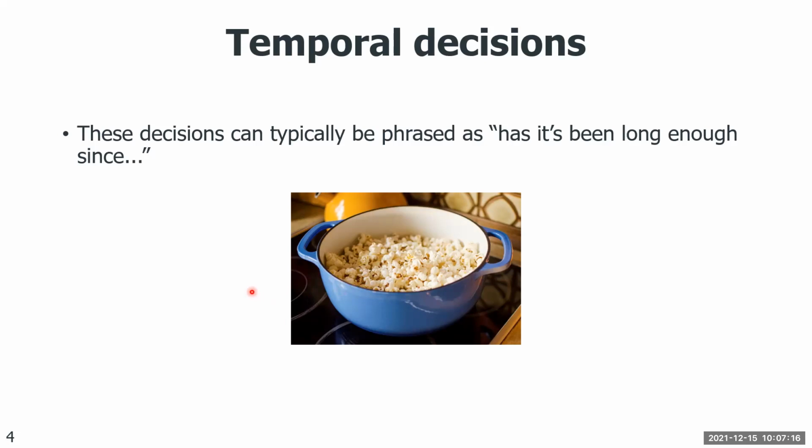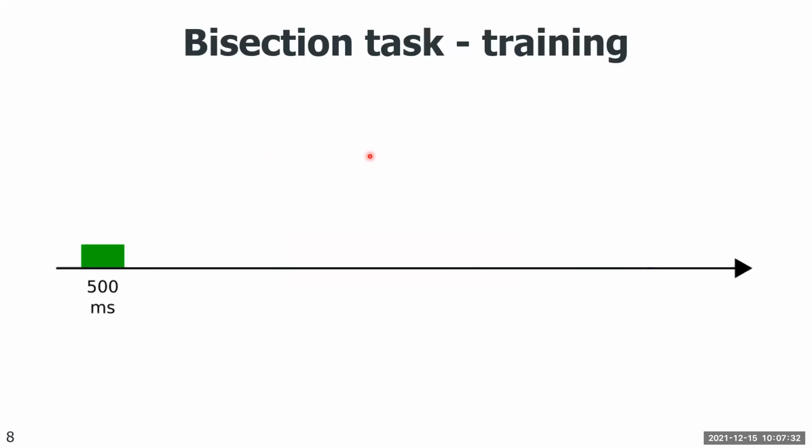And the task we used is the temporal bisection task, which is a very commonly used task in timing and timing perception research. And this task is divided into two parts. The first part is a training part, and then we move on to the main block. So the training part of the bisection task is designed to familiarize the subjects with two durations, a short reference and a long reference. And the procedure goes something like this.